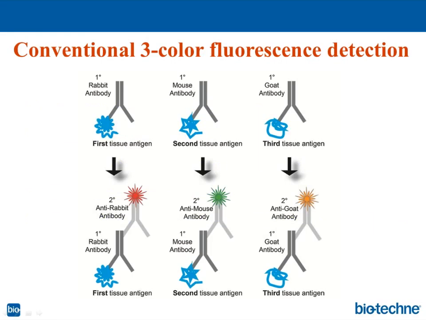This is to refresh our memory about the fluorescence detection. For example, here we talk about 3-color fluorescence, and this is the conventional technique when we have the ability to use primary antibodies raised in different host species. And here we have rabbit primary antibody, mouse, and goat. And then we are detecting them using secondary antibodies raised against rabbit, against mouse, and against goat.